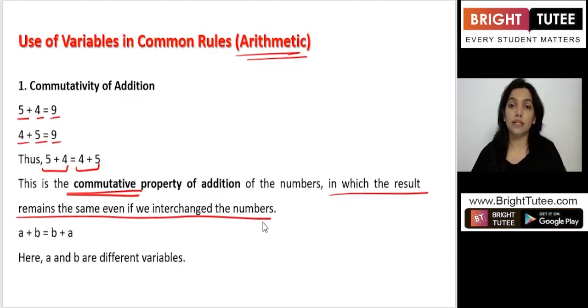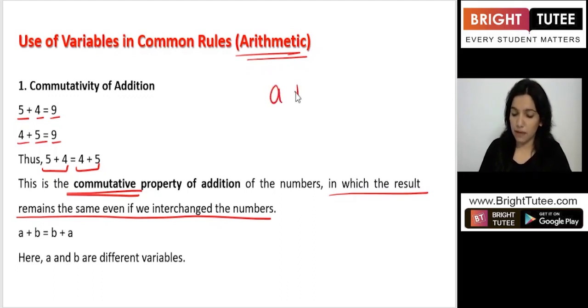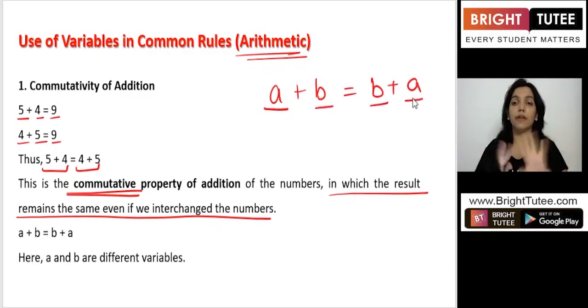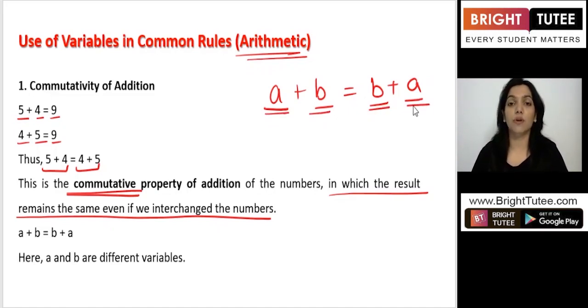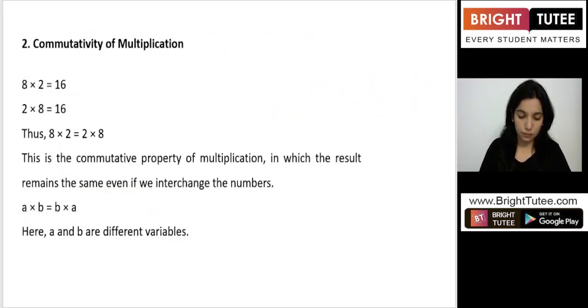So how do we write this in the common rule? We say A plus B is equal to B plus A. Here A and B are two different variables, so they are not dependent upon each other, such that if A is increasing, B should also increase. No, A can be fixed and B can change, B can be fixed and A can change, or both of them can change, or both can be fixed. They are totally independent. You have to understand this. So here we have kept two different variables to represent this commutativity of addition.